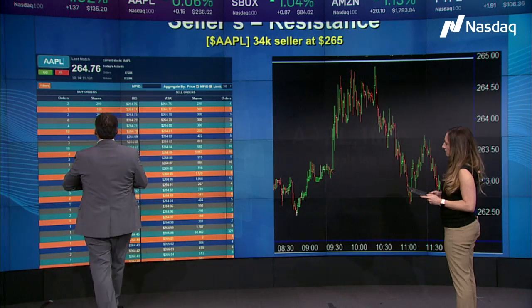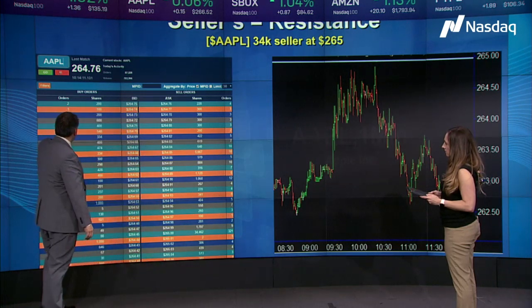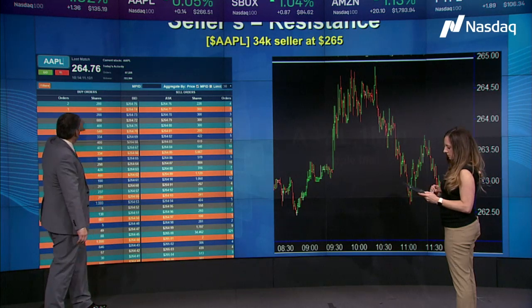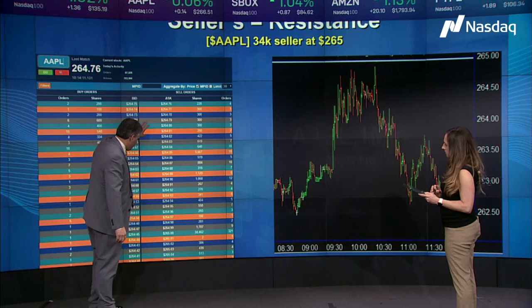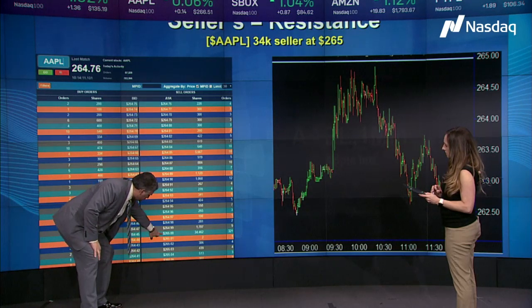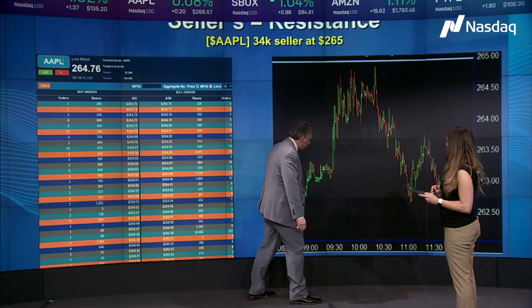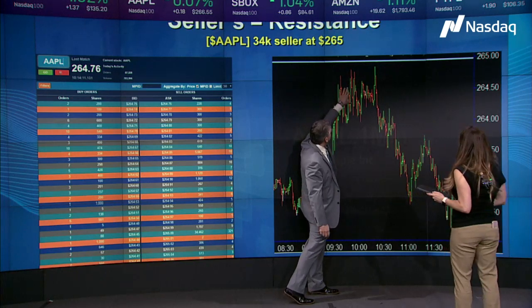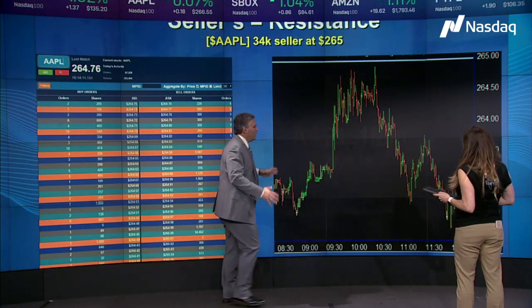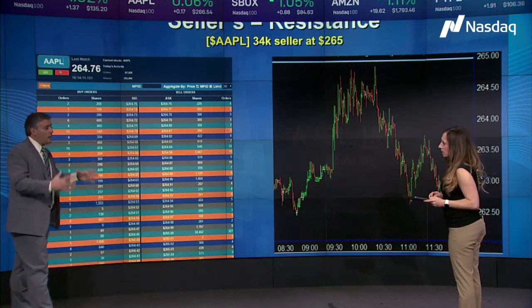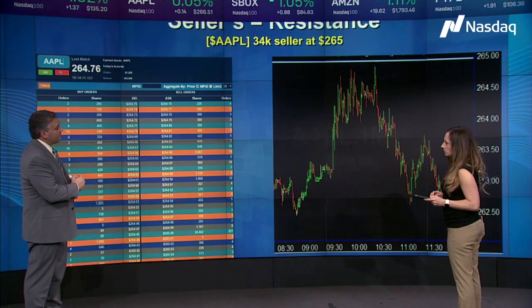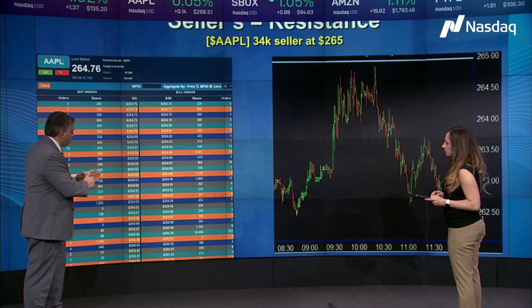Here you're looking at all these different orders, 2, 5, 10, how many shares are looking to be bought at what price. But the big thing is, when you work your way down, 265, 34,000 shares, which definitely explains why the stock went from 263 all the way up to just above 265 and right back down. Remember, to be a good day trader, we look for support and resistance, and we look for buyers and sellers. The only way to explain it, even with Apple, is that you can see it.